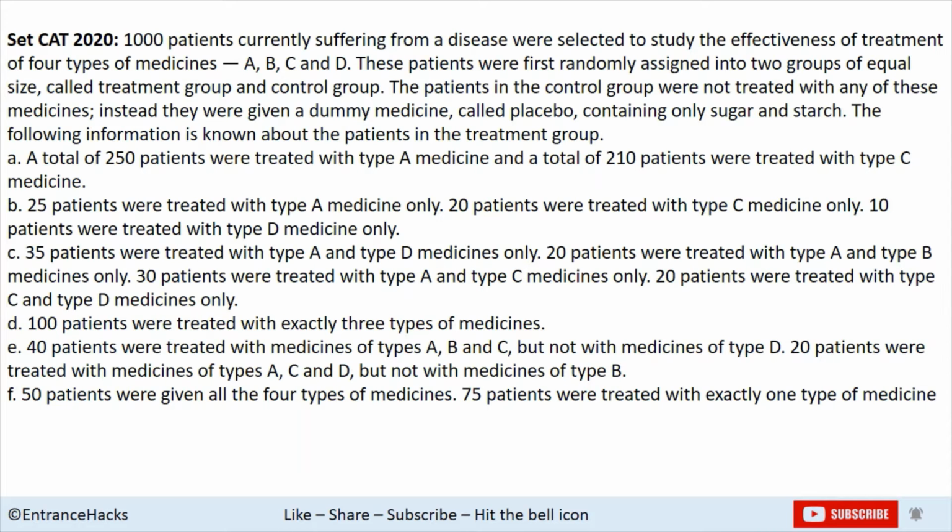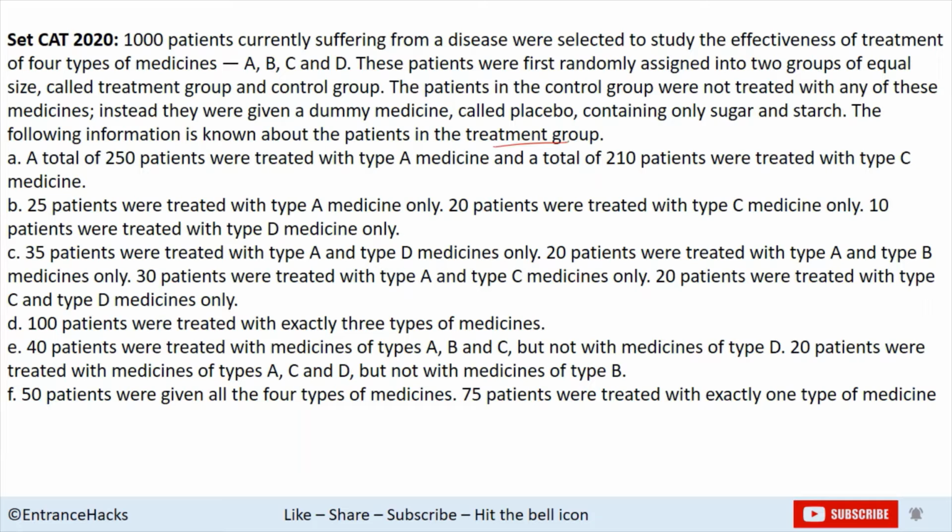So this question appeared in CAT exam again. There are 1,000 patients who are suffering from a certain disease, and there are four types of medicine: A, B, C, and D. These patients were first randomly assigned into two groups of equal size called treatment group and control group. The patients in the control group were not treated with any of these, meaning dummy medicine, placebo.